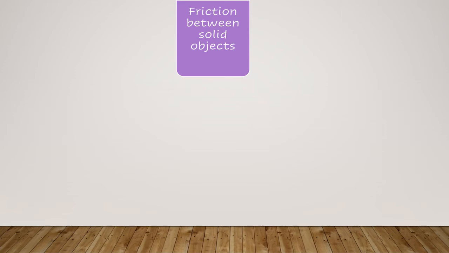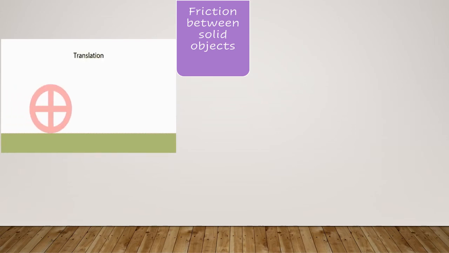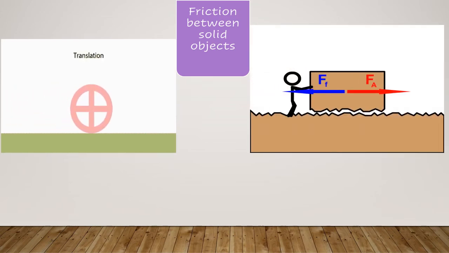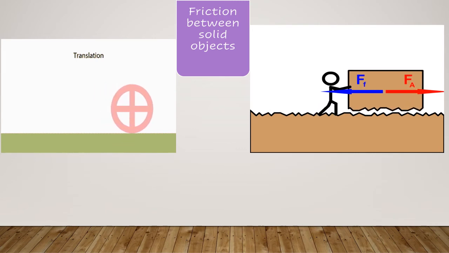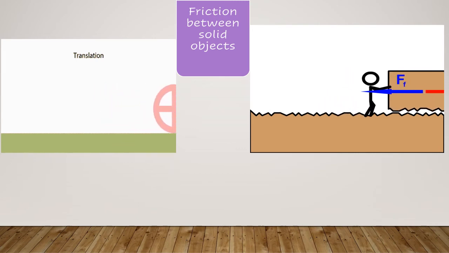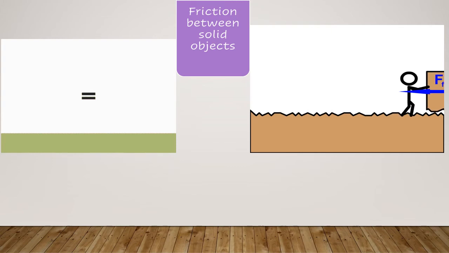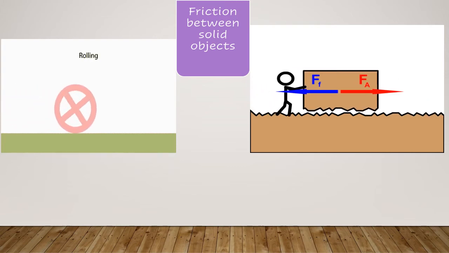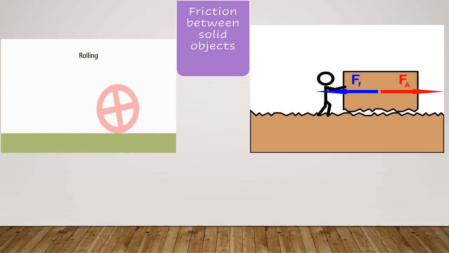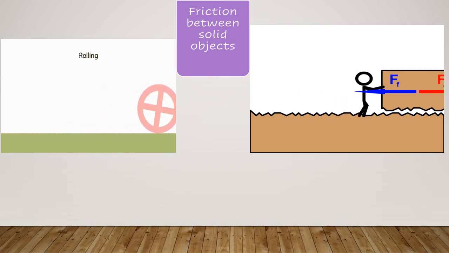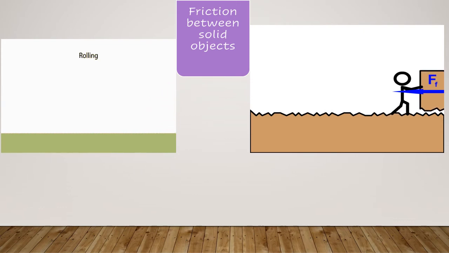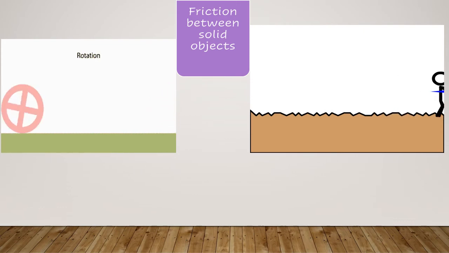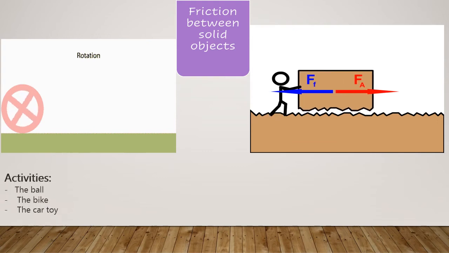Firstly, we will talk about the friction force between solid objects. As we said, between the ball and the floor. And look at this image. This man pushed this box forward, and the friction force will arise between the surface of this box and the surface of the floor. This friction force will point in the opposite direction of the motion.